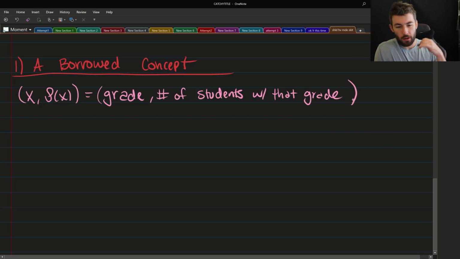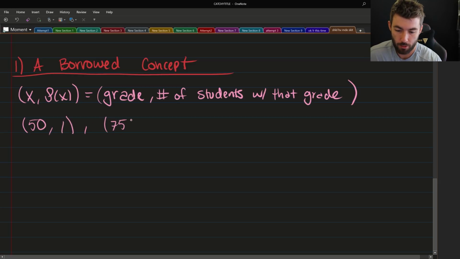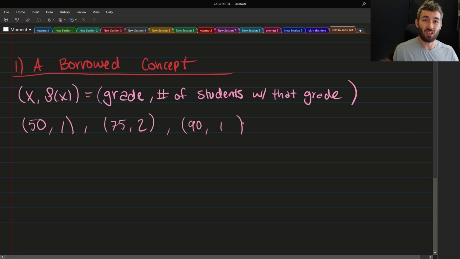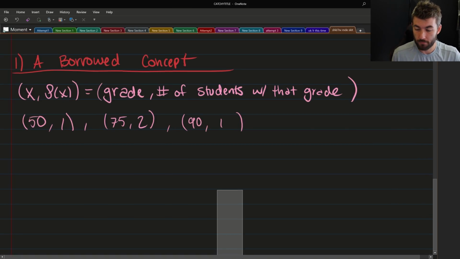Okay, so if we want to come up with some artificial data, let's say that someone got a 50%, that was me, someone got a 75%, let's say 2 people got a 75, and one of you who's watching got a 90. And I'm just going to start by plotting what this looks like.